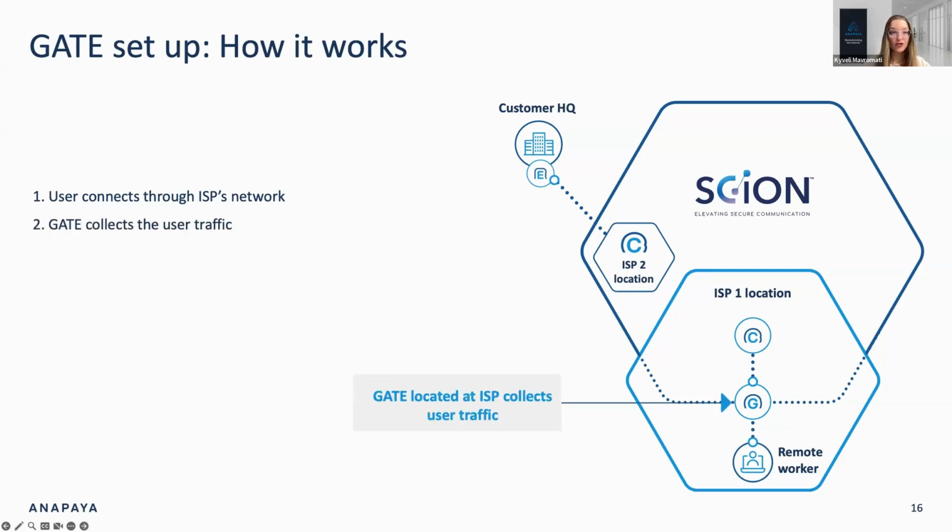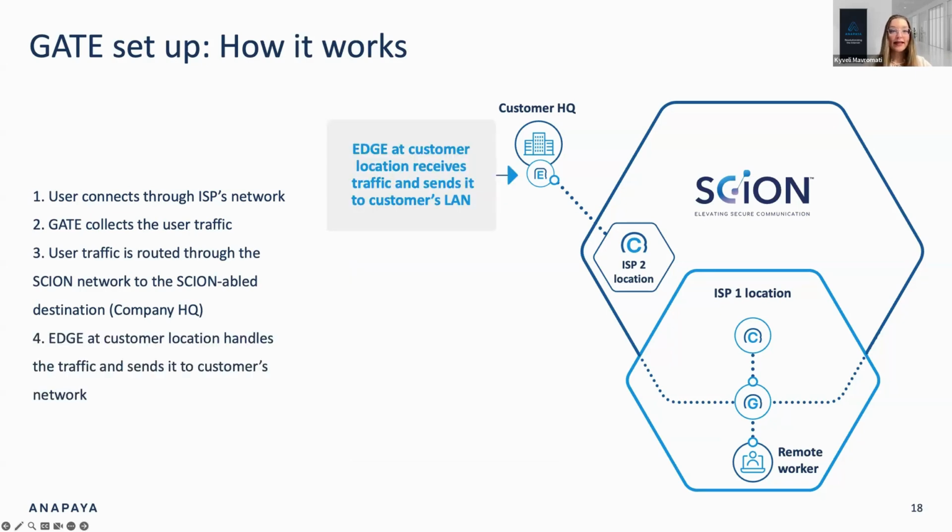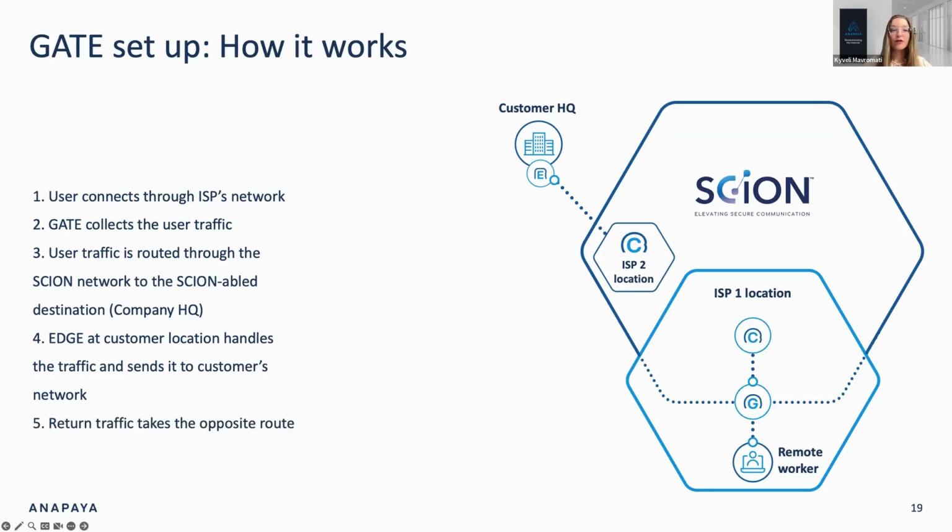Then, after the user sends this traffic, it will be intercepted by the gate of the ISP. Then the gate will check, is there a route for this destination through the SCION network? If so, the traffic will be routed through the SCION network to the SCION-enabled destination, which in our case is the company headquarters. Then the edge at the customer location will handle this traffic and send it into the internal customer network to the actual service. And for the return traffic, the opposite route will be taken.